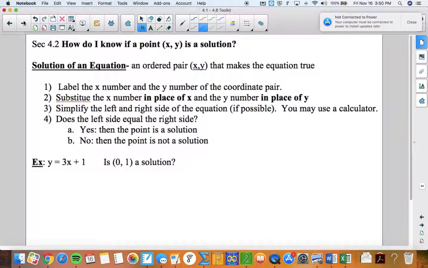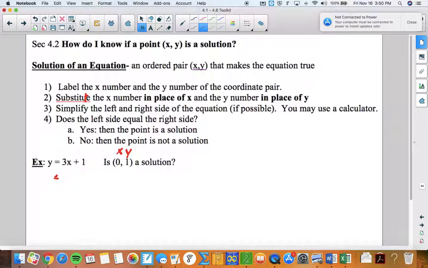Next, how do I know if a point is a solution? So a solution to an equation is an ordered pair that makes the equation true. First, you're going to label the x number and the y number on the coordinate pair. So when I try this example below, this is my x and this is my y in the coordinate pair. Next, substitute the x number in place of x and the y number in place of y.